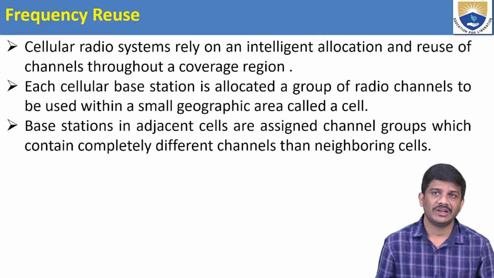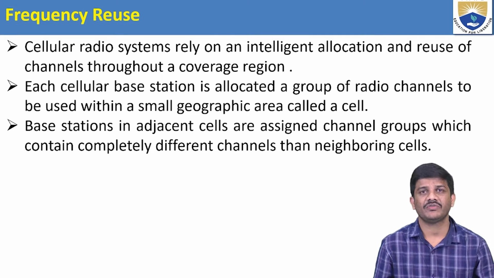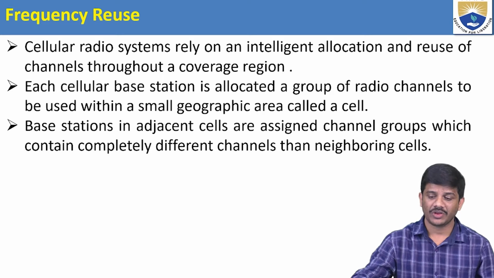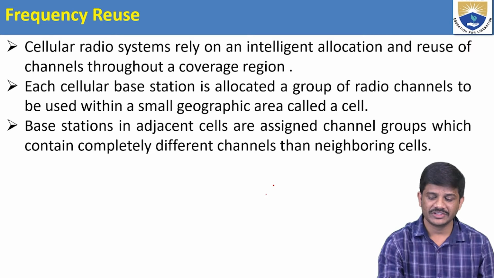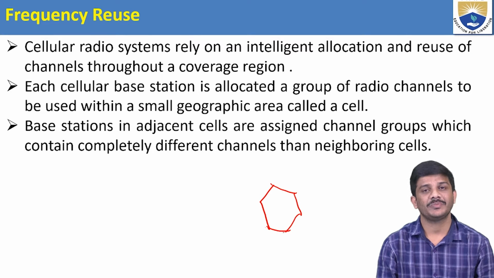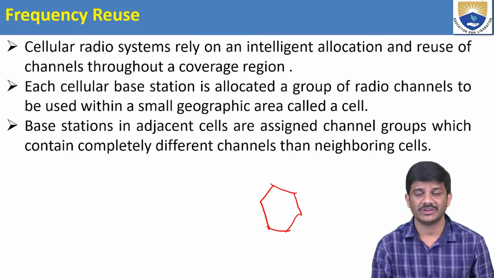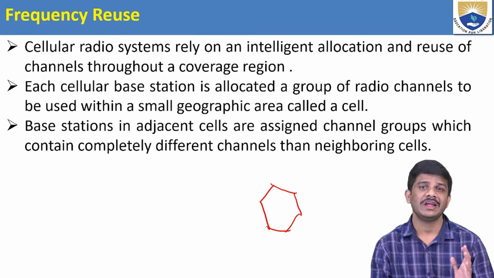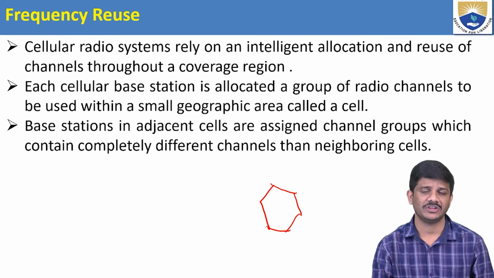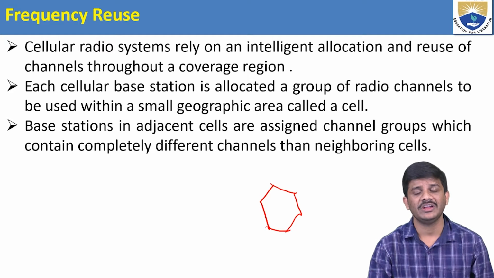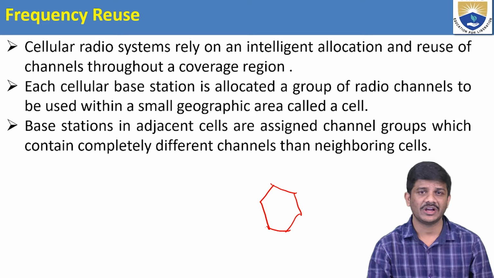Cellular radio systems rely on intelligent allocation and reuse of channels throughout a coverage region. For example, you can see this hexagonal shape. Actually, this is a cell. In the previous class we also discussed what a cell is and the different types of cells: square, circle, triangular, equilateral. Those are the different types of cells. But nowadays we are using this hexagonal shape.